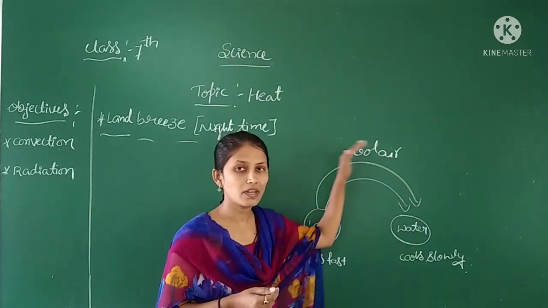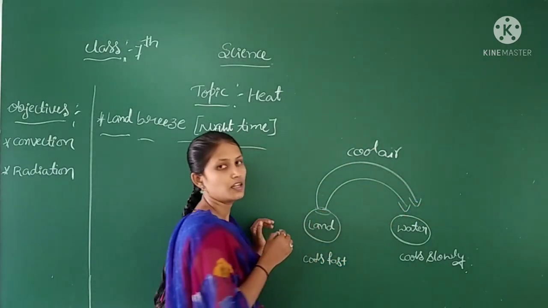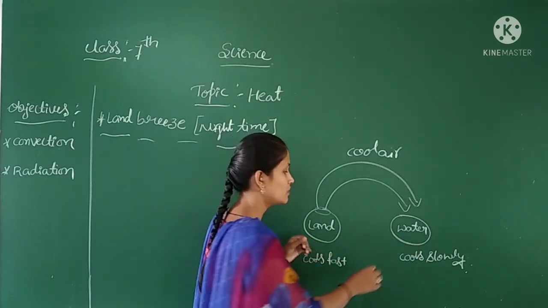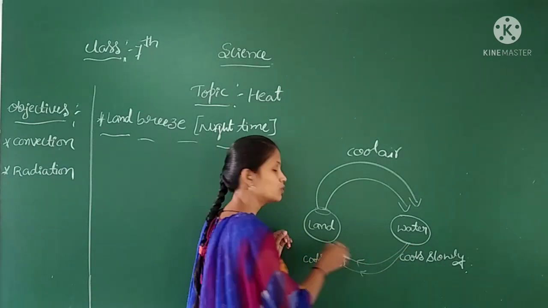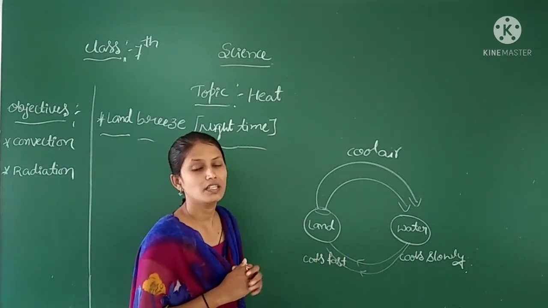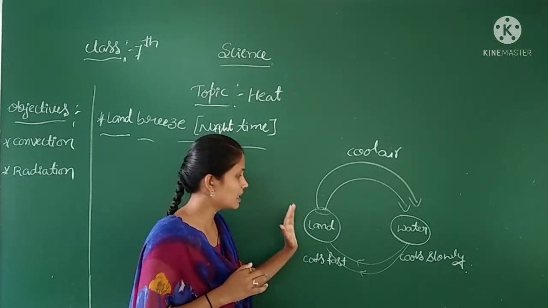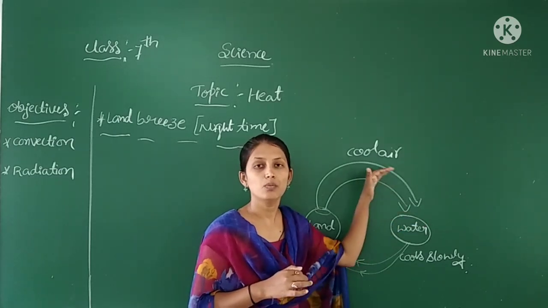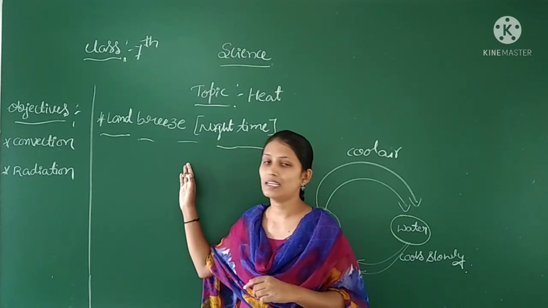Okay, if it moves towards the water, an empty space is created. To cover this empty space, the air from the water will move towards the land. So in this process, the cooler air from the land moves towards the water body, or towards the sea. This process we call the land breeze.